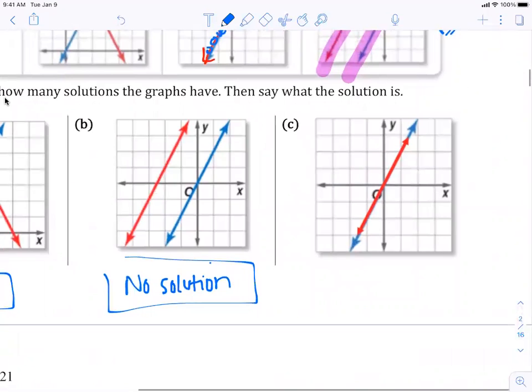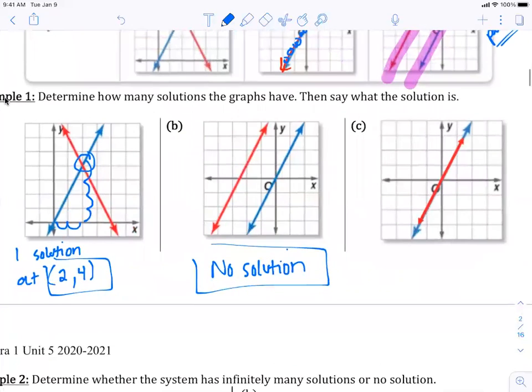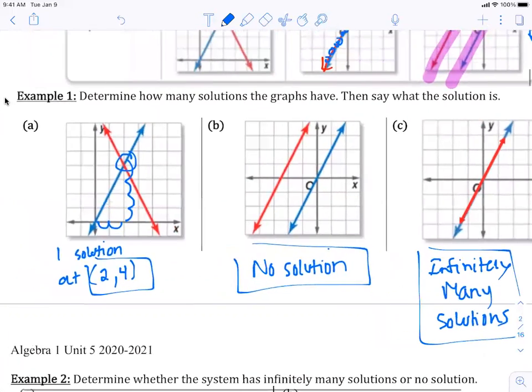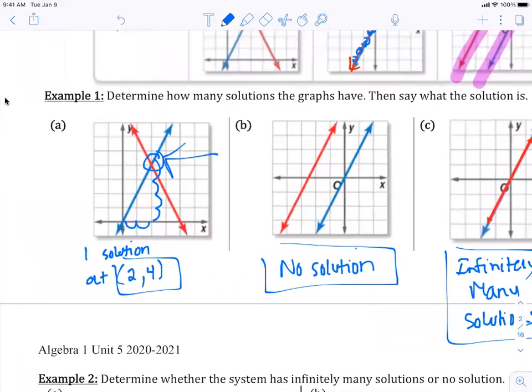So when we graph systems, we really always have 3 options for answers. If my lines never cross, we would say no solution. If my lines end up being the same, like example C, they cross at all points, so you would say infinitely many. Or they cross at one individual point, and we would notate whatever that point is.